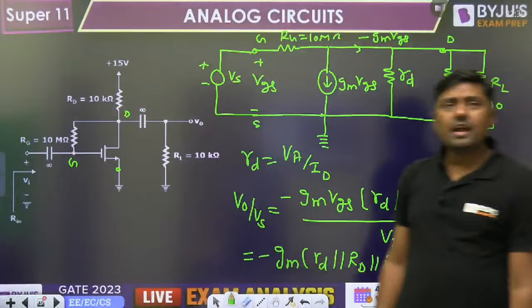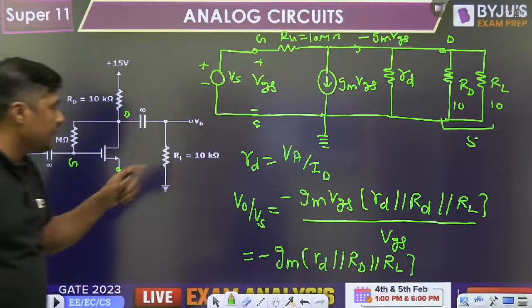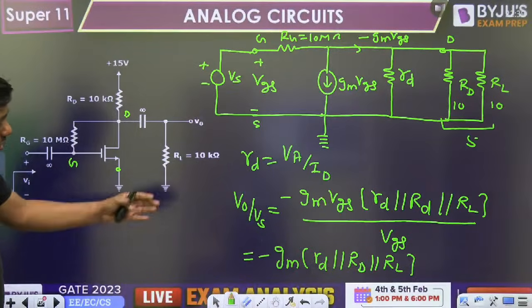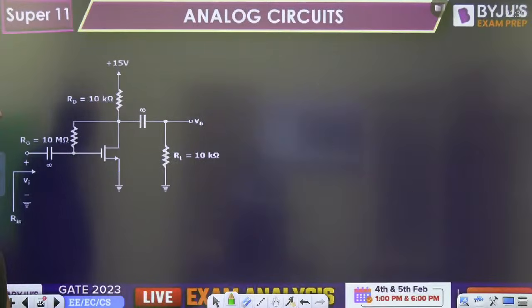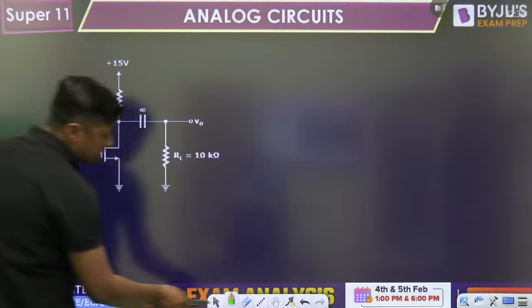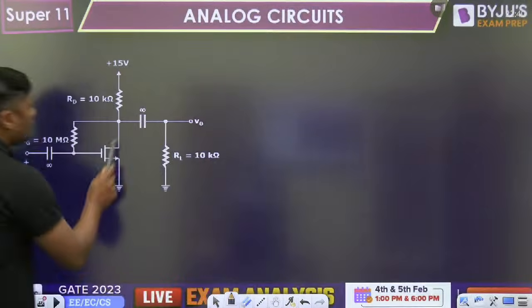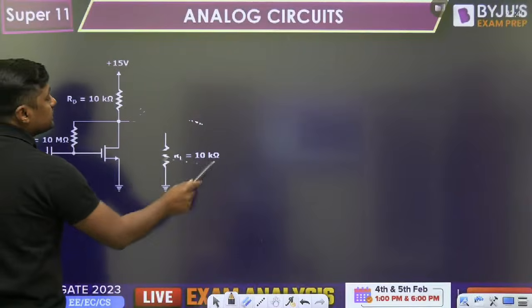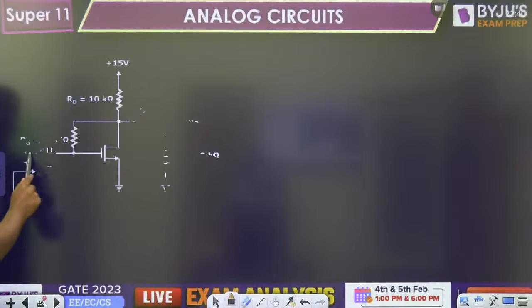Do we have any idea about what ID is and how to find the small rd? Then, my dear friend, no doubt the gain is minus gm. We have to find the transconductance. How can we find the transconductance? Again with the help of ID. So first of all, DC analysis. In a DC analysis, capacitors act as open circuit. Remove these two capacitors.